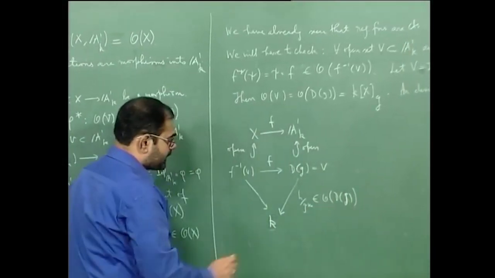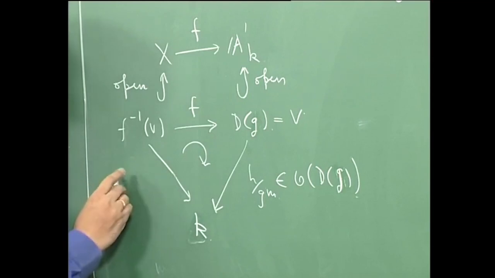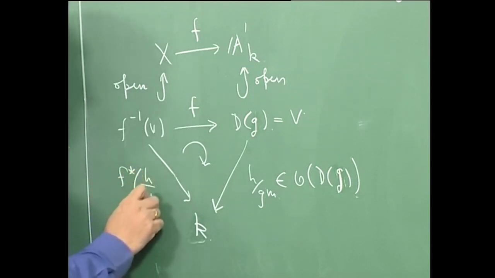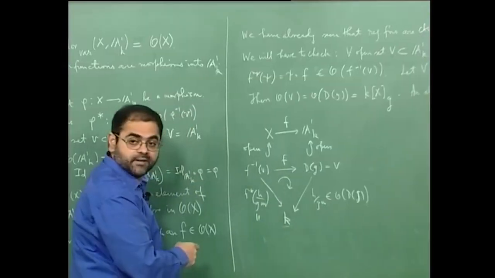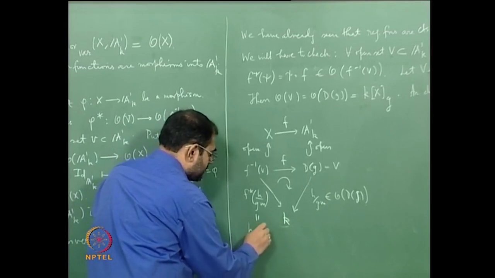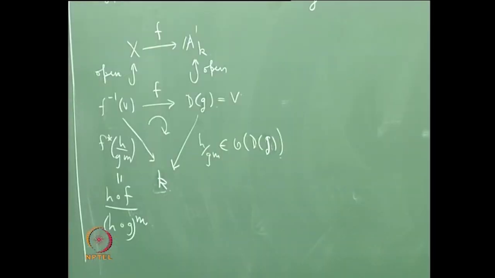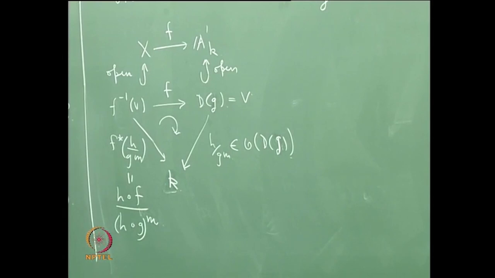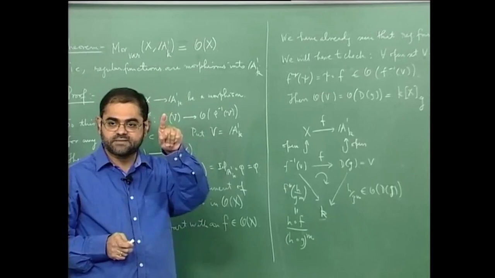So I have h by g to the m, which is a regular function on D of G, and then I compose this to get the pullback function, which is f upper star of h by g power m. By definition, first apply f and then apply h by g power m, and so if you calculate it, it is h circle f by g circle f to the m. This is what it will be when you evaluate it. If you take an x here, then it will go to f of x, and when you evaluate h by g power m on f of x, you will get h of f of x by g of f of x to the m.